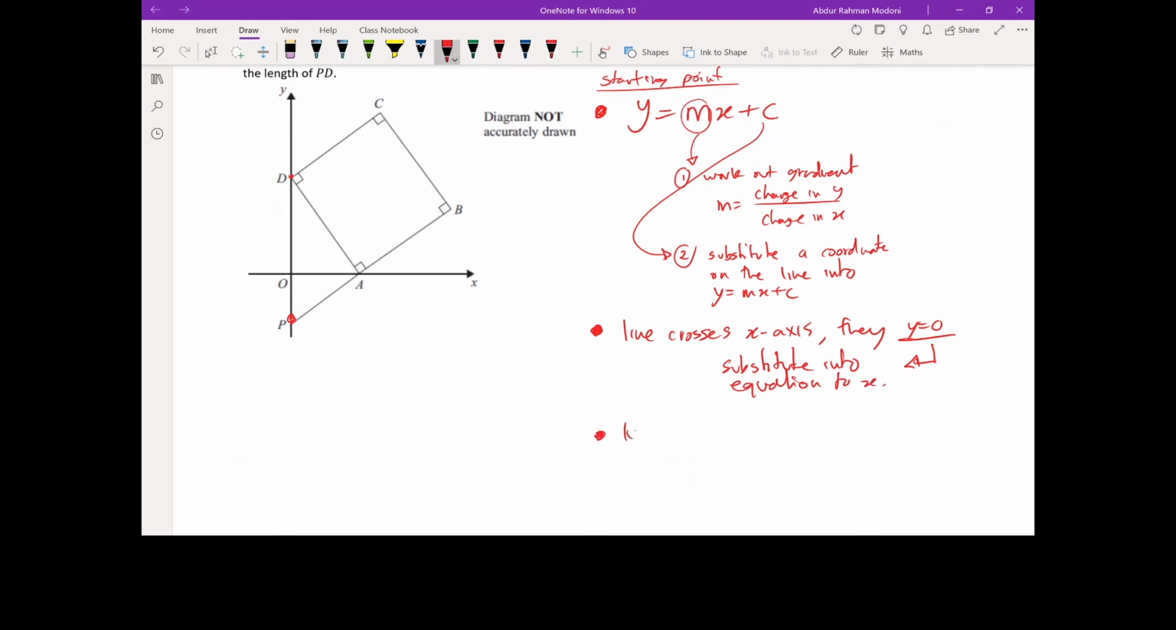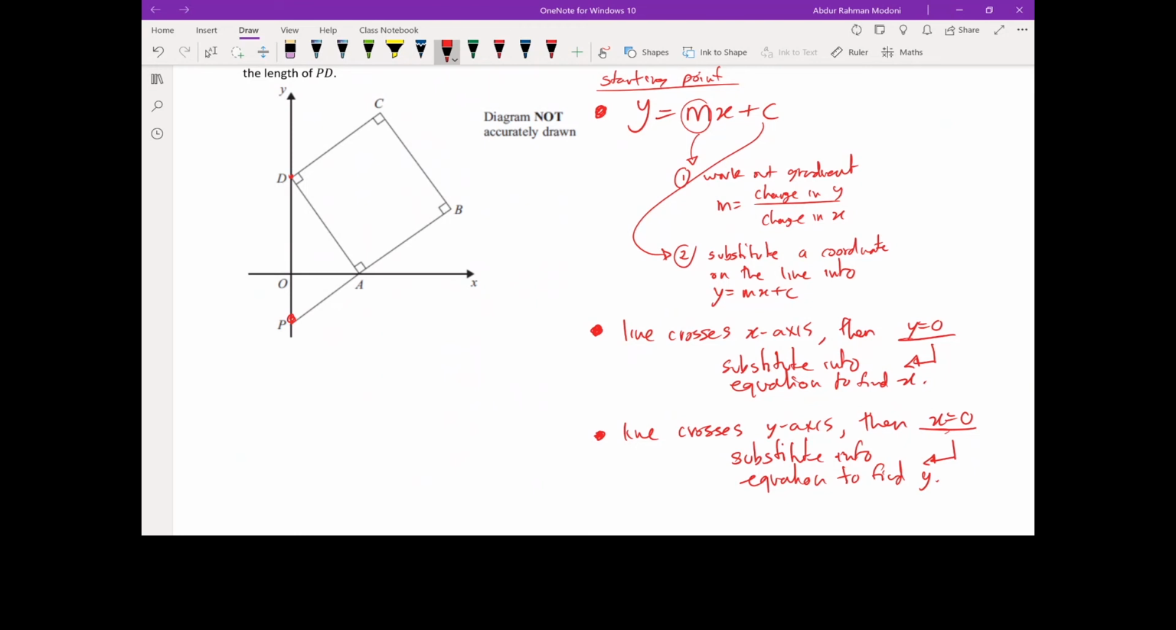And likewise, same kind of thing here. When it crosses the y-axis, we know that, yeah, that should have been then. Then we know x is equal to 0. So similarly, we can substitute x equals 0 into the equation to find y. So that would have been to find x.